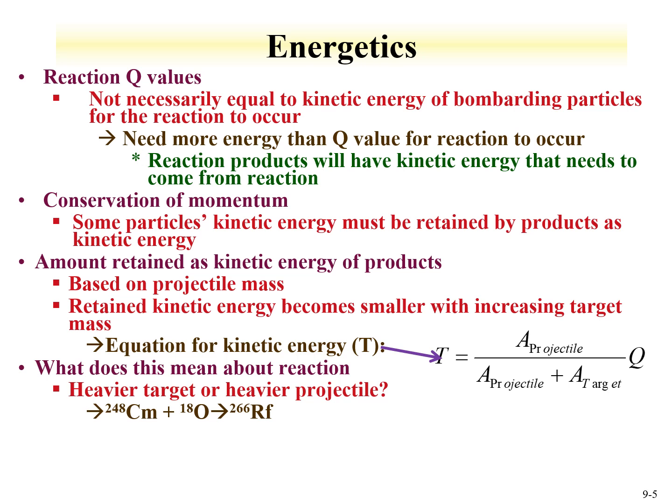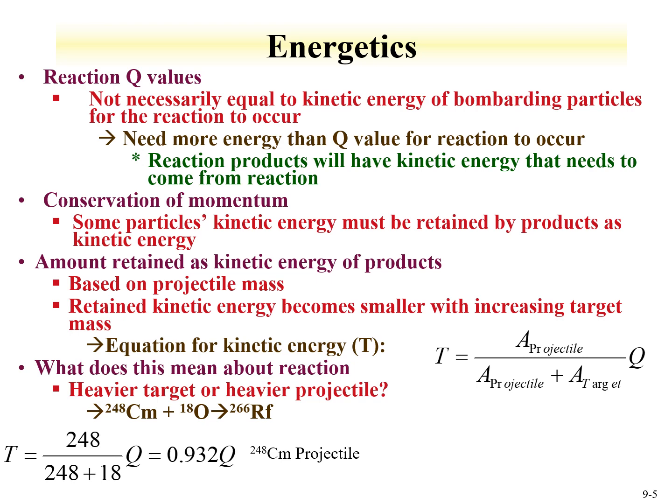Now let's think about what this means for a reaction where I'm making a compound nucleus. Let's take a relatively straightforward reaction: curium plus oxygen-18 going to rutherfordium-266. What does this mean if I either accelerate oxygen into a curium target or curium into an oxygen target? Well, if I accelerate the curium into an oxygen target, I use the curium as a projectile, and this kinetic energy is about equal to the Q value.